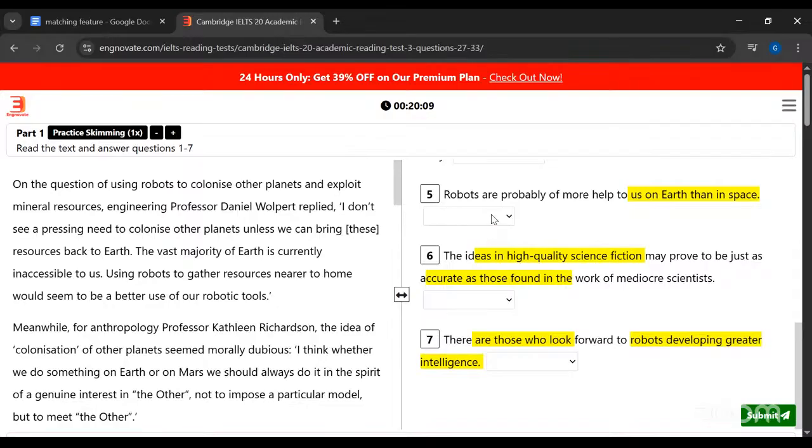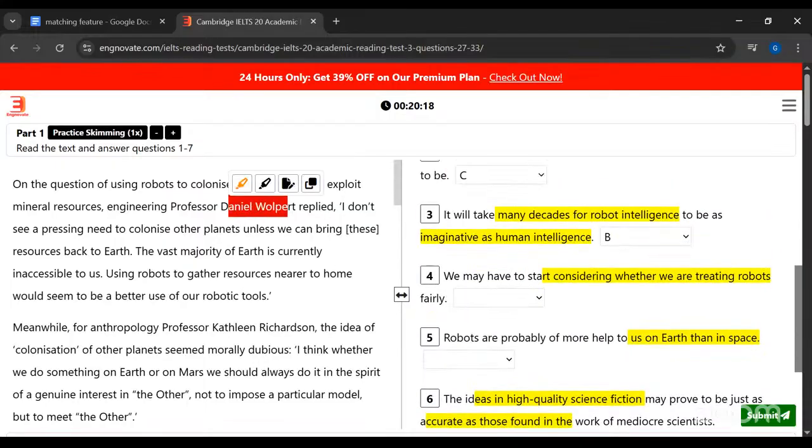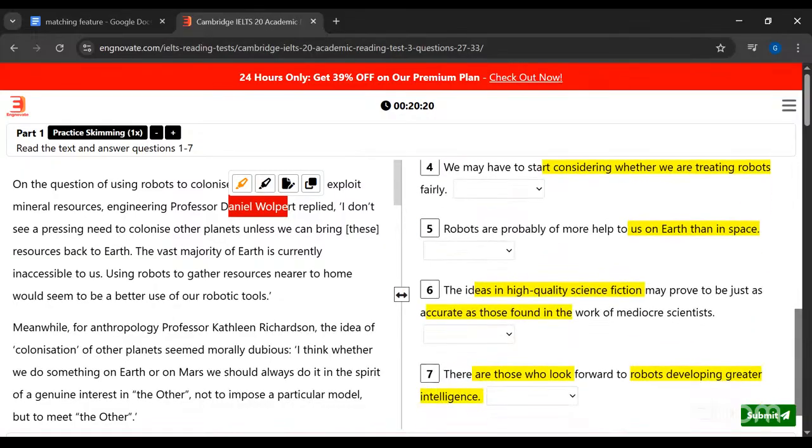Yeah, it would be this. I agree. So it would be, but the paragraph is referring to Daniel Wolpert, and that would be B.